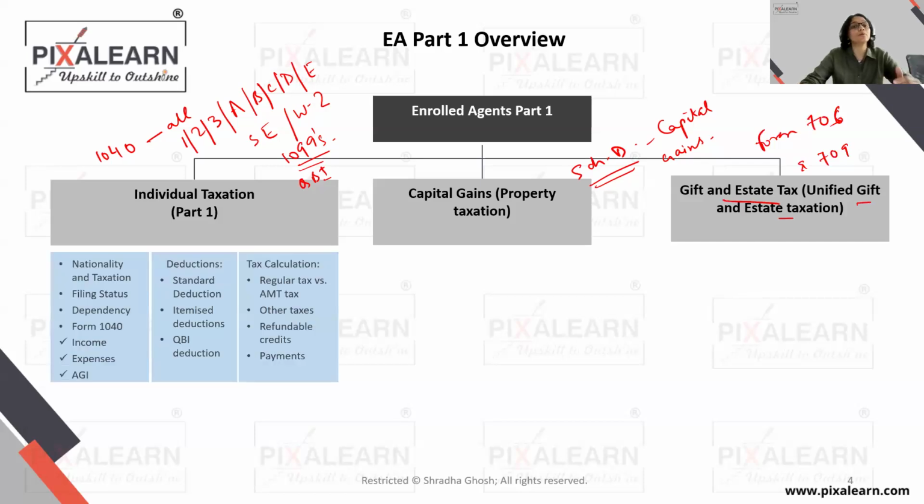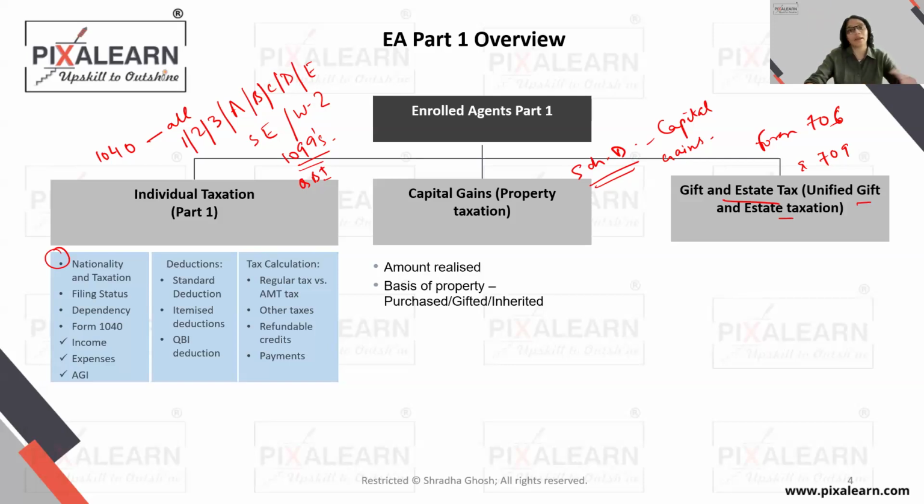So when we are going to do individual taxation, we're going to concentrate on Form 1040. There are certain topics like nationality, which is very important because this lets you know that if you are in the US, how are you going to file? What income are you going to offer for taxation? Then, of course, there's the complete form, starting from your status, your dependency, the income, expenses. So the entire flow, we're going to learn.